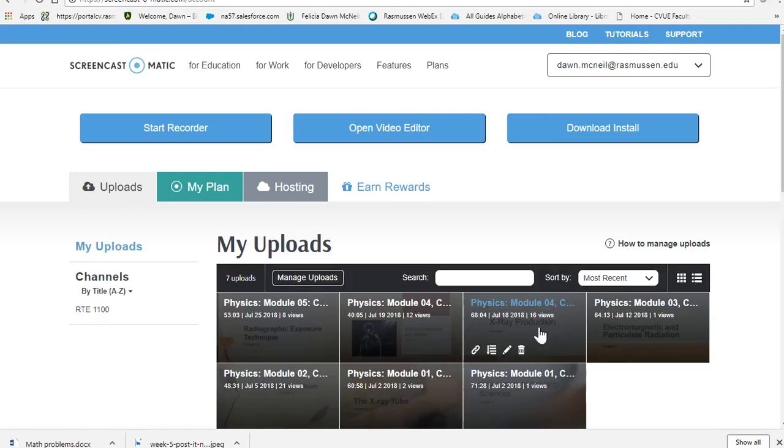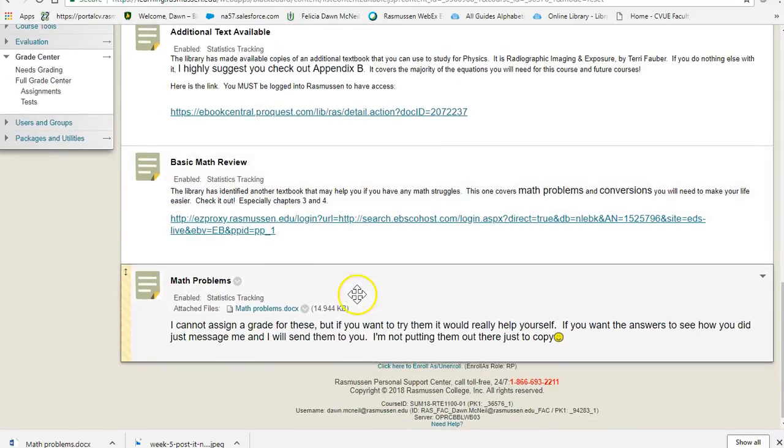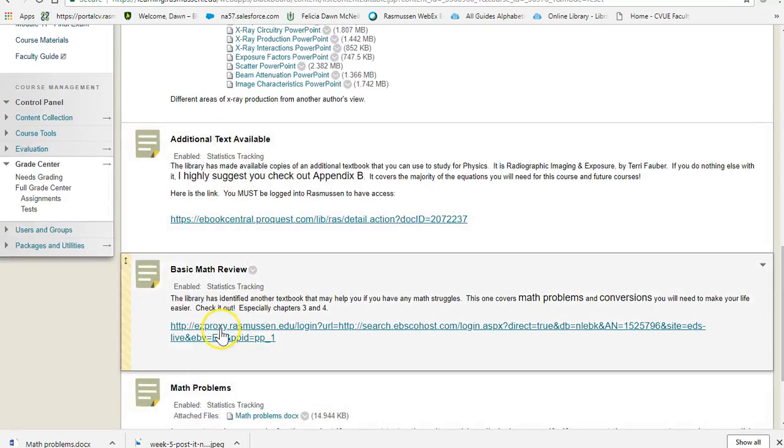So I'm going to do this. Let's escape. And let's do this right here. Under supplemental info on Blackboard, I hope this is showing up for you. Down on the bottom is something called math problems. You can actually grab this right here, and I'm not going to give you a grade because there's nothing I can do to add to the grade book, but these would really help yourself if you want to do that. Now, these are the two texts that I talked about also that you may want to go and check and see if you still understand some of those basic math questions, okay?